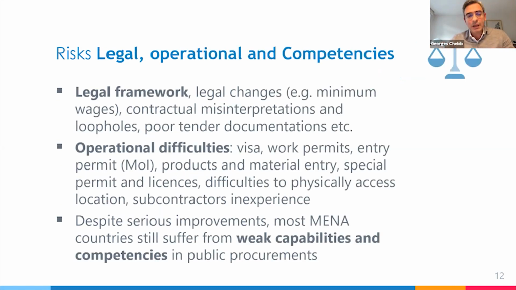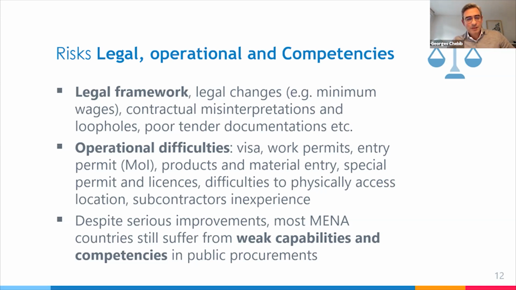Next slide, please. Legal risk, operational risk, weak capabilities and competence. Legal risk: legal changes, for instance minimum wage suddenly changes, so the execution costs are changing. Contractual misinterpretation, loopholes in the contract, poor tender documents are typical risks you encounter. Operational difficulties: you win a project, then you have to ship, bring your material and your workers, and you face visa issues, work permit issues, and you end up going into all the bureaucracy of the Ministry of Labor, Ministry of Interior. Those are clearly problems that can kill the execution of your project. Weak capabilities and competencies is also an issue in those markets: you're facing a client which has weak experience in contract execution or in the tendering process.